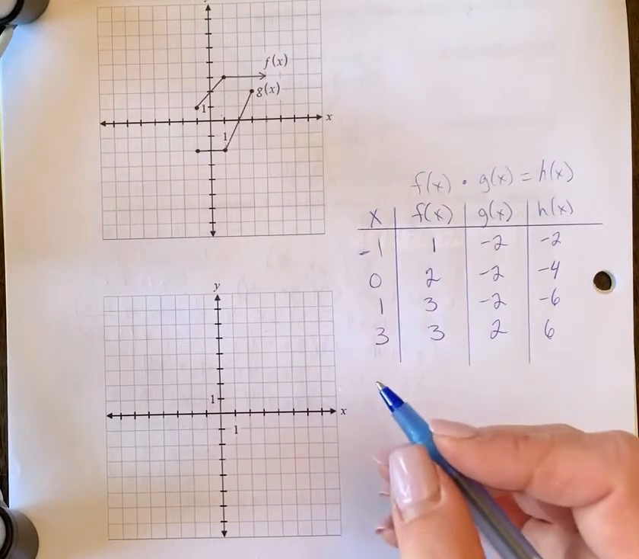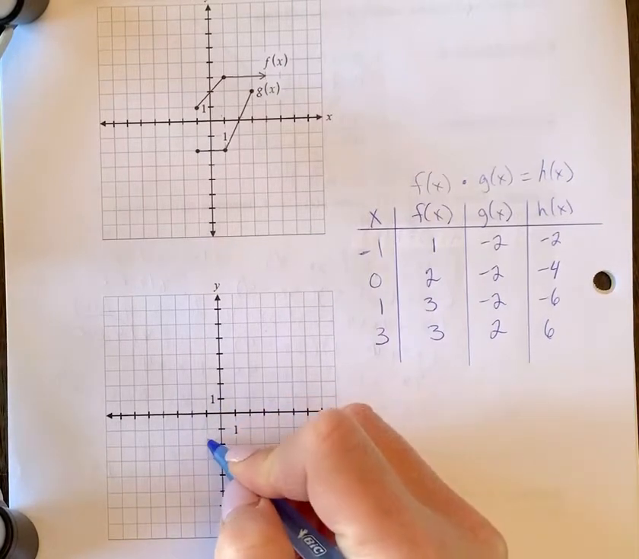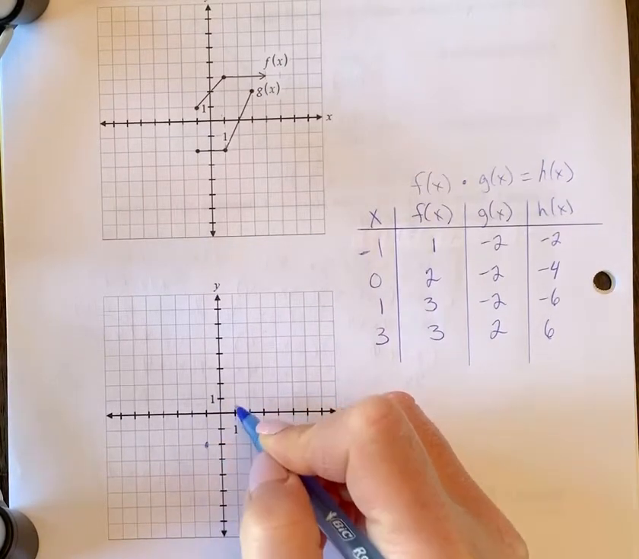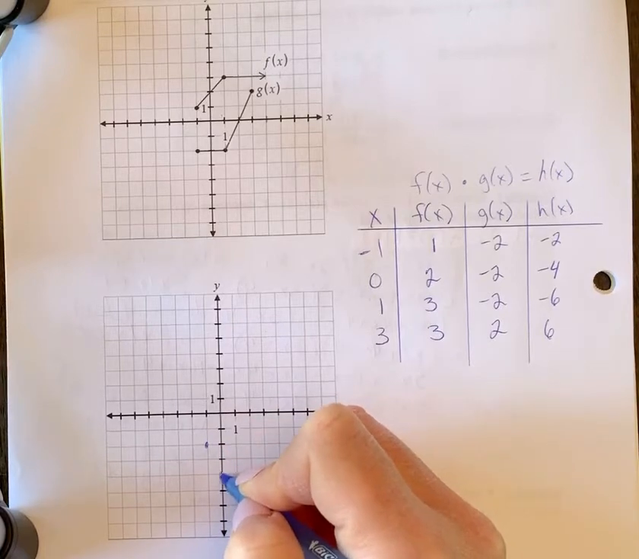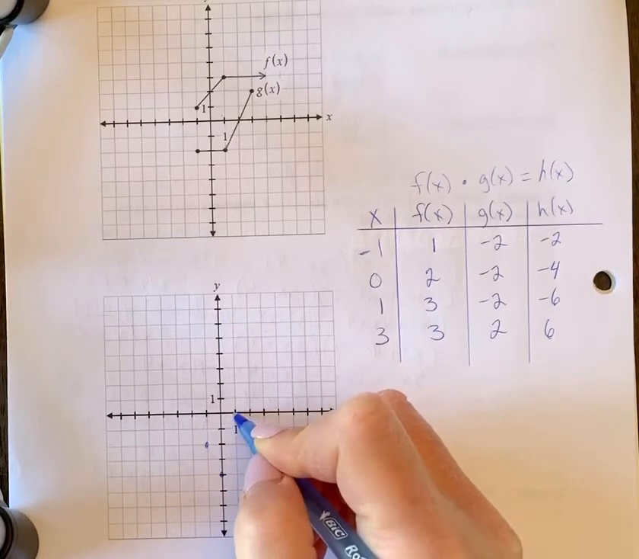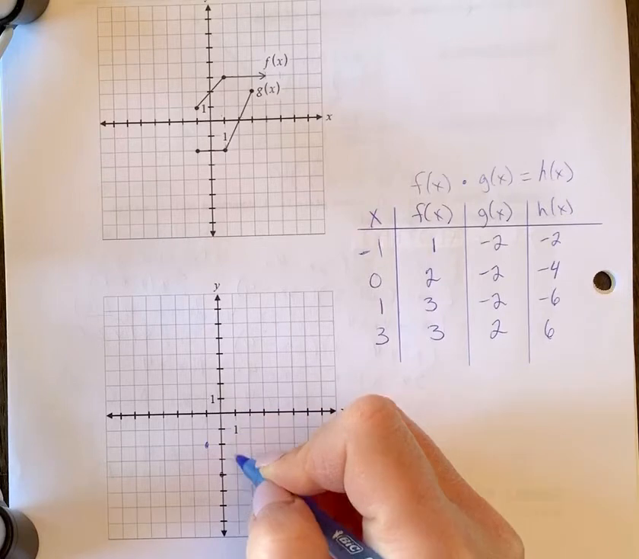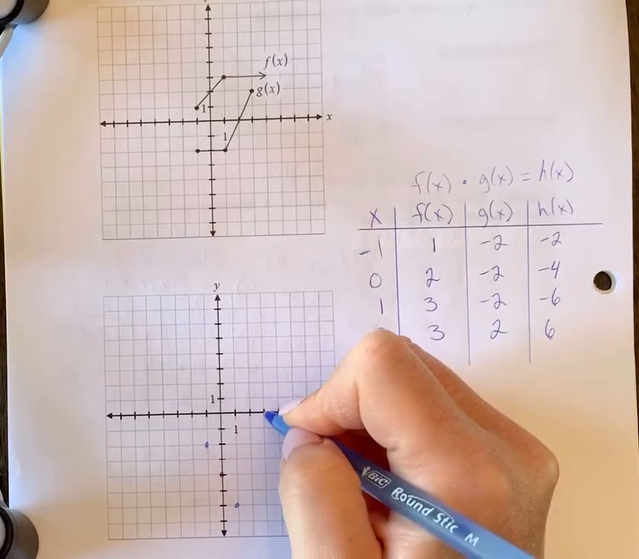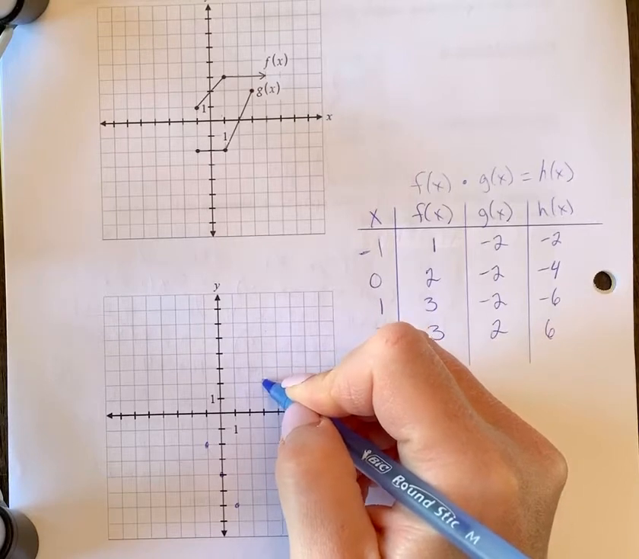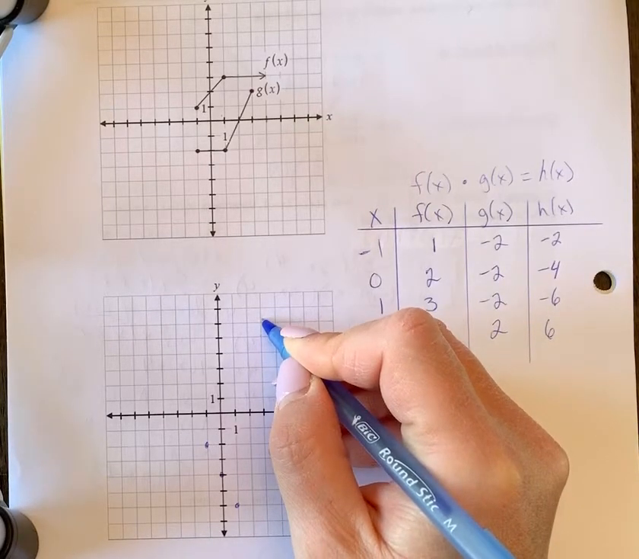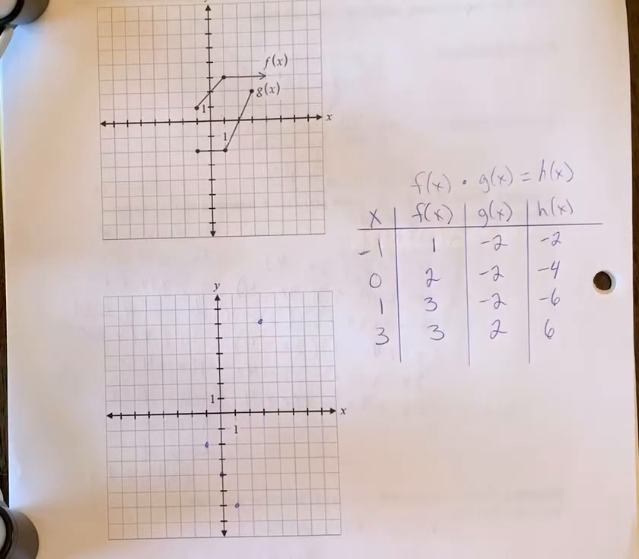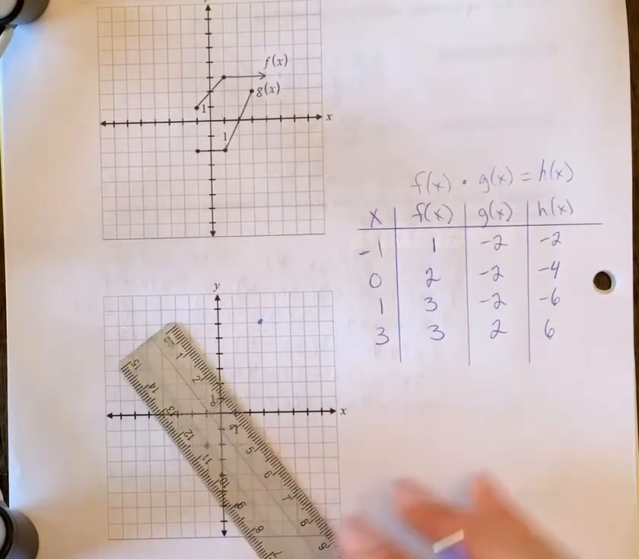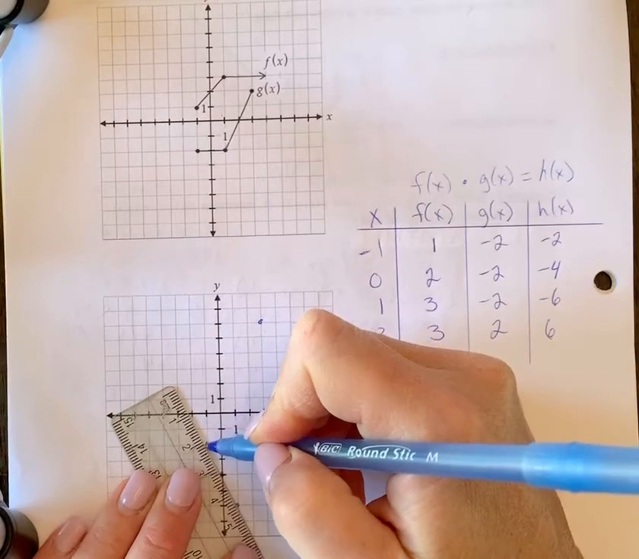So we've got to plot -1, -2, 0, -4, 1, and -6, 3, and +6. Now, let's talk about if we put endpoints or arrowheads on this. I'm going to connect this for now here, though.